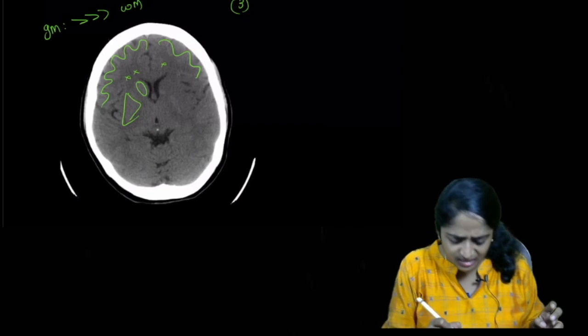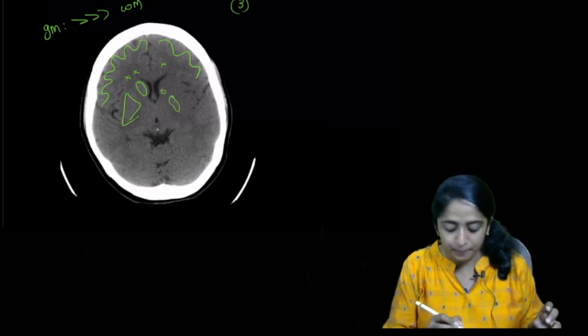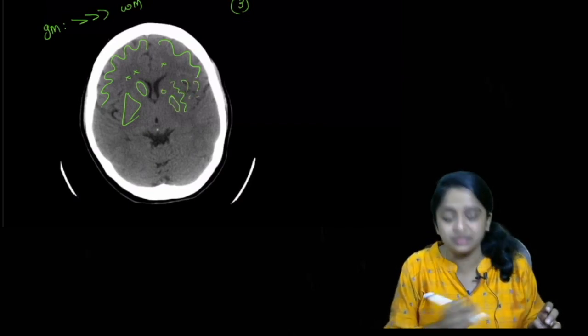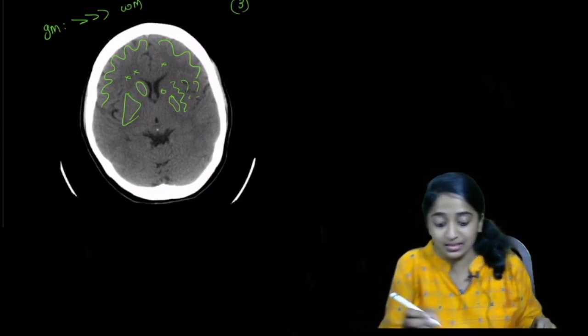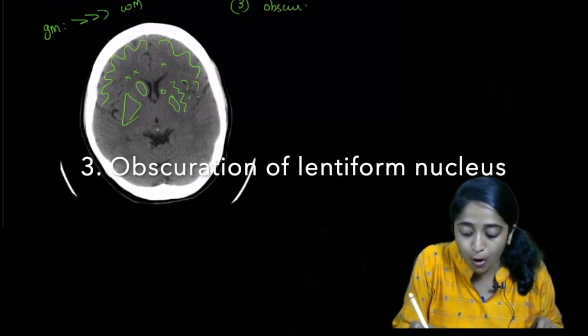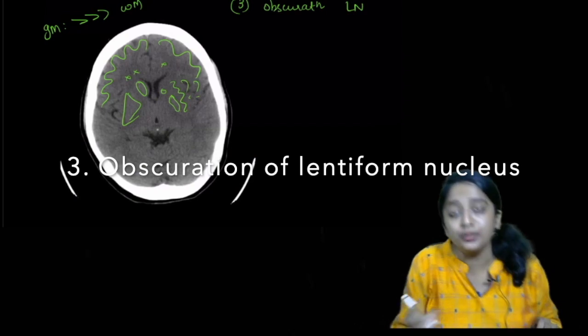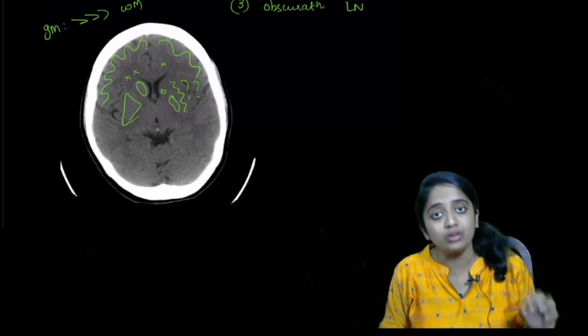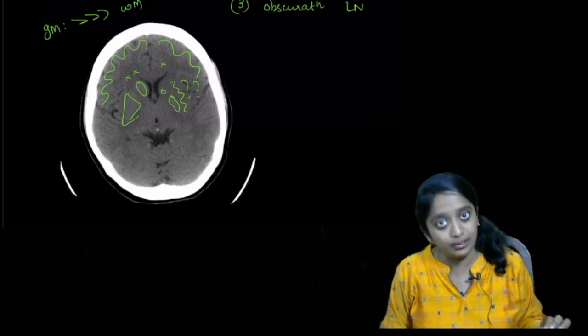Oh my god, I'm not able to spot the bright structures. Yes, a little bit over here, a little bit over here. But where is the rest of the chunk? It's missing. So that means there is obscuration of the lentiform nucleus. That's the next important early sign of hyperacute infarct.